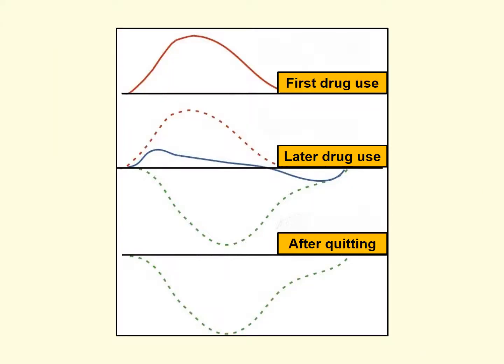So here's an image that kind of depicts what I'm talking about. You could imagine someone here is using drugs. In the top graph, this is the first time they use drugs. In the middle graph, it's maybe the second or third or fourth time they've used drugs. And then the last graph at the very bottom is what they are like after they've quit using drugs.